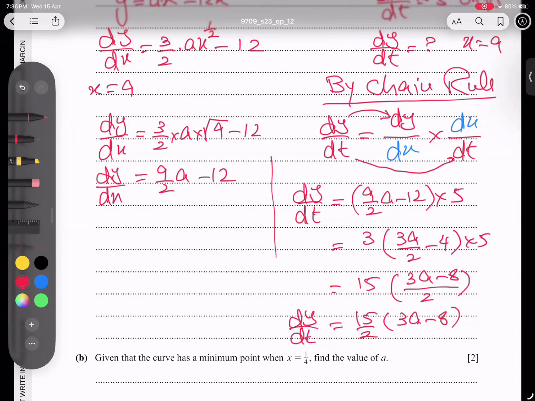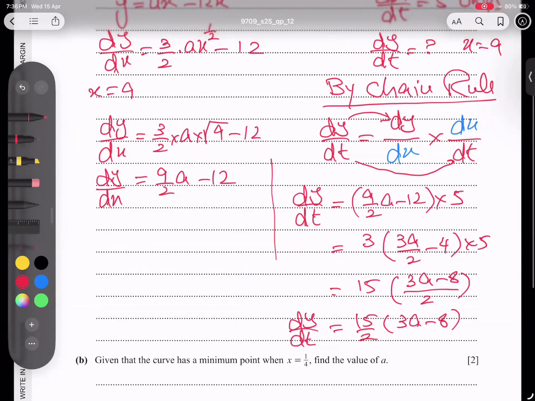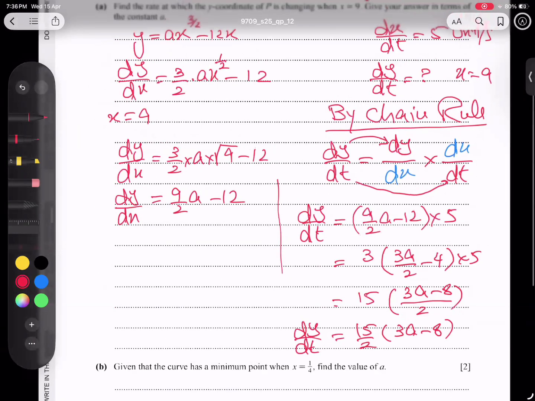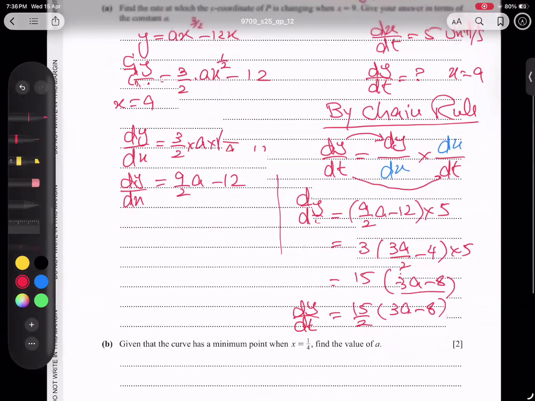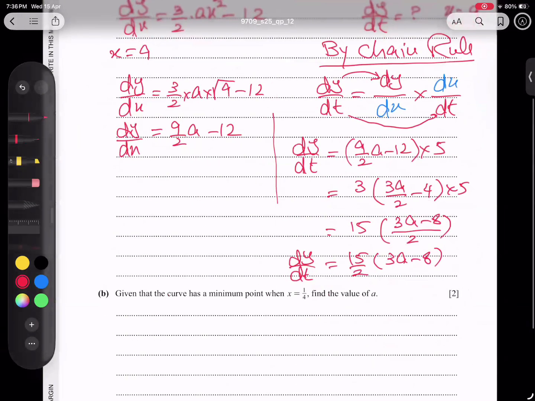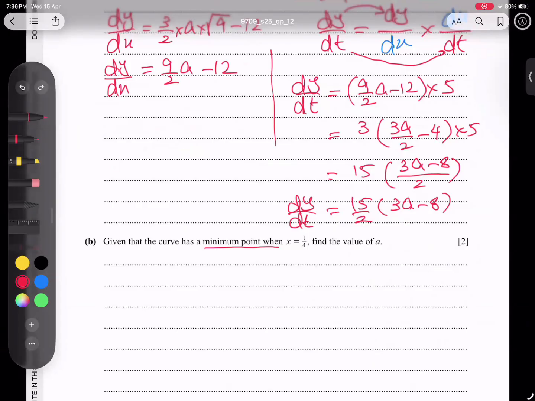Okay, so Alhamdulillah Rabbil Alamin, the first part is clear. Let's go for part number B. He's saying, given that the minimum point at x is equal to 1 by 4, find x. And what is the minimum point or maximum point? It means differentiation is equal to 0.